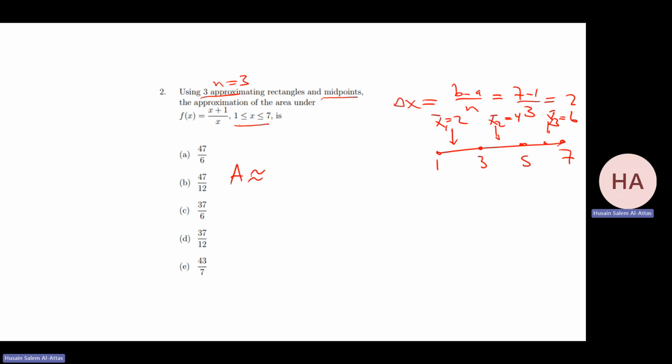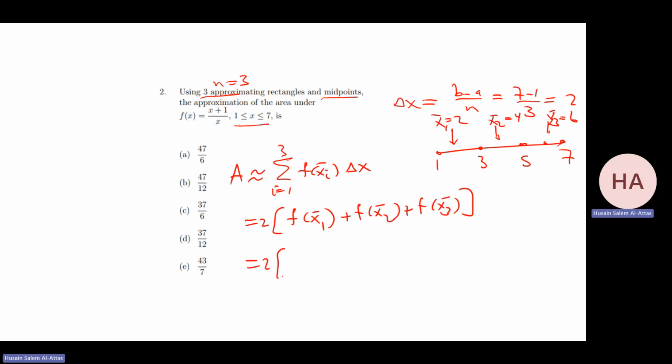So my area approximately will be summation i equal 1 to 3 f of x i bar delta x. Delta x is fixed, it is 2, take it out. So I have f of x1 bar plus f of x2 bar plus f of x3 bar. That will be 2 times f of x1 bar, just substitute the 2 here, I have 3 over 2. f of x2 bar, 4 substituted there, so I have 5 over 4. f of x3 bar, I have 6, so 7 over 6.